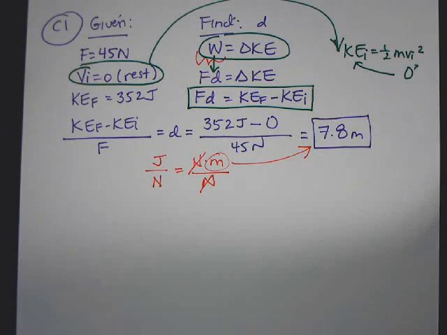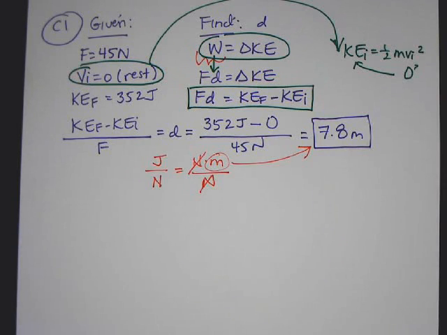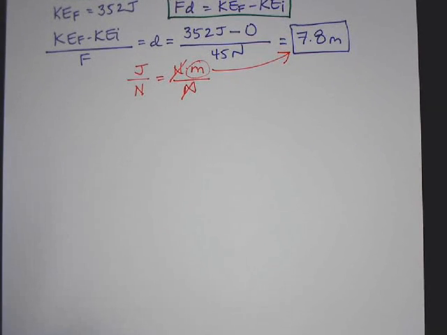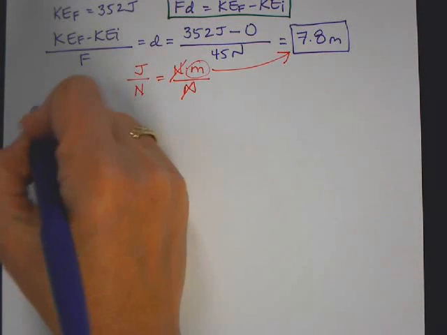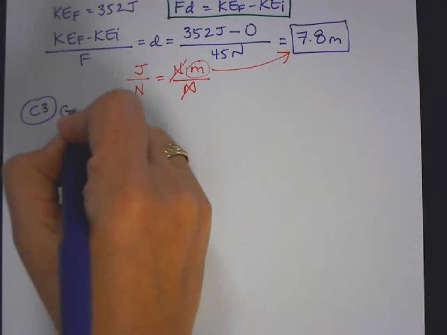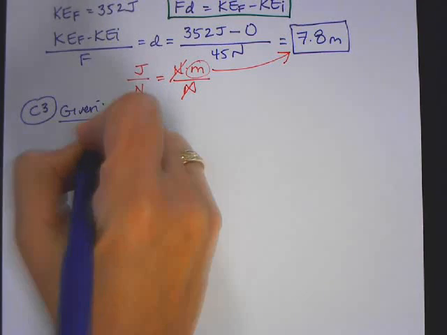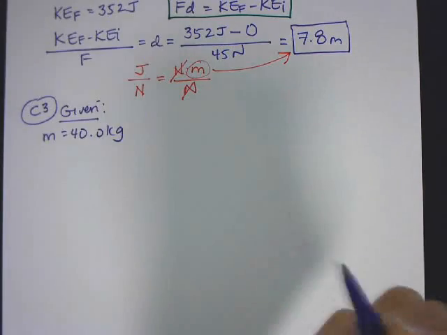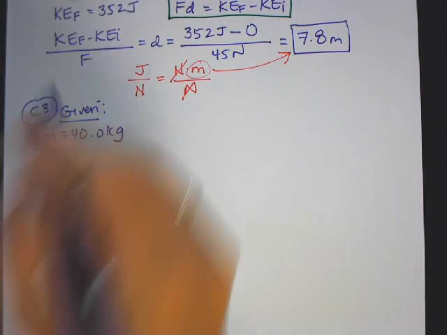Now, I'm just going to set up number 3 for you, okay? And then you can do the math part, the part with the numbers. All right, number 3 says a 40-kilogram child. So we're given the mass is equal to 40 kilograms. Oh, I'm looking at the wrong problem, sorry.